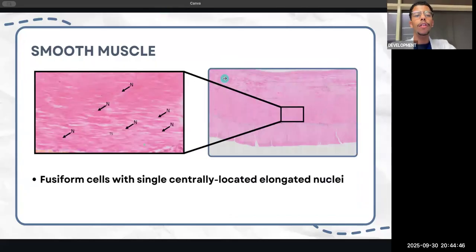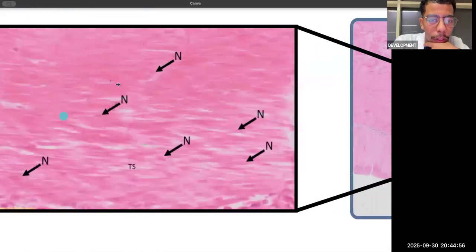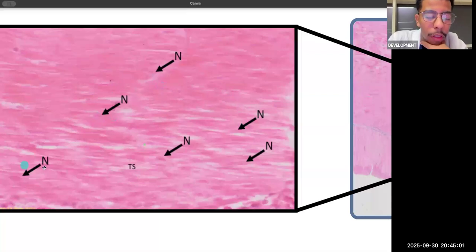Okay, and then we have our third type of muscle, which is smooth muscle. Now, smooth muscle is quite hard to identify. However, you're just going to see, can you guys see these faint nuclei? I don't know if you guys can see them, but this is what you're going to see in the slide. It kind of looks like waves.